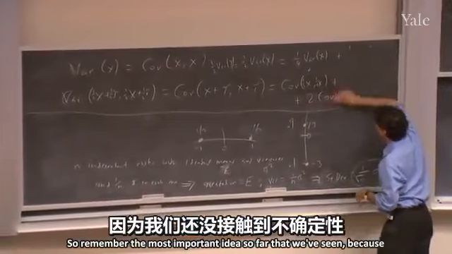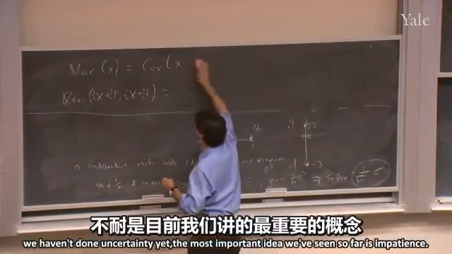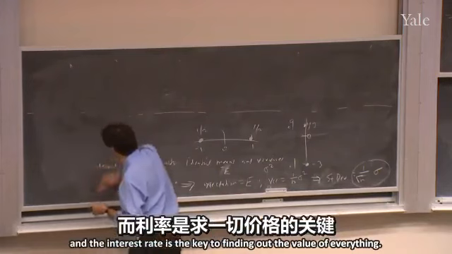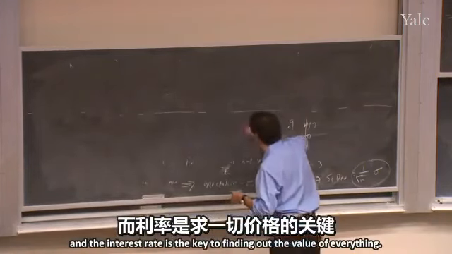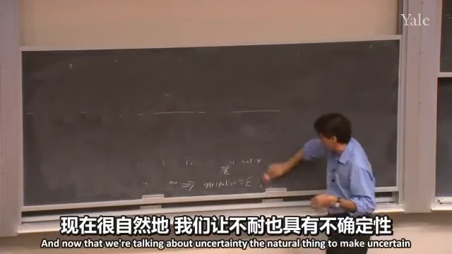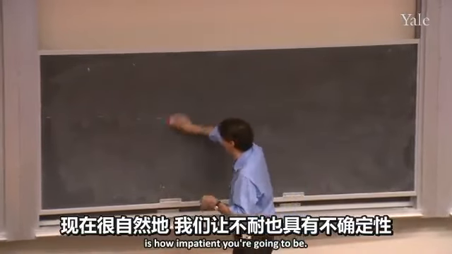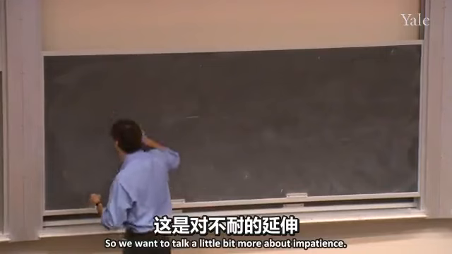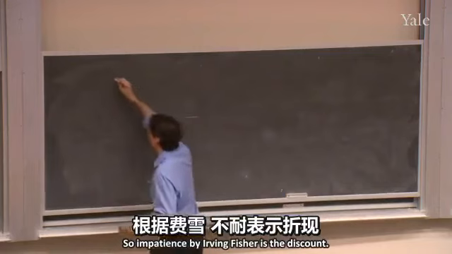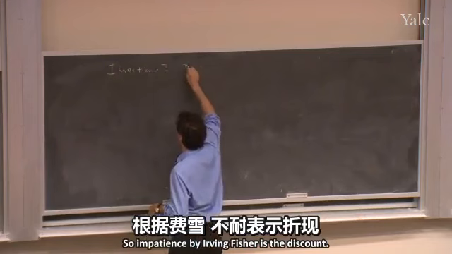So remember, the most important idea we've seen so far, because we haven't done uncertainty yet, is impatience. That's the reason why you get an interest rate, and the interest rate is the key to finding out the value of everything. So Irving Fisher put tremendous weight on impatience. And now that we're talking about uncertainty, the natural thing to make uncertain is how impatient you're going to be. So we want to talk a little bit more about impatience. So, impatience by Irving Fisher is the discount.